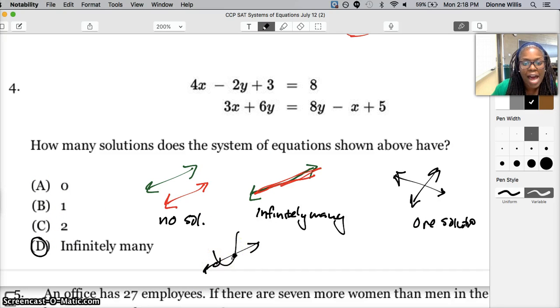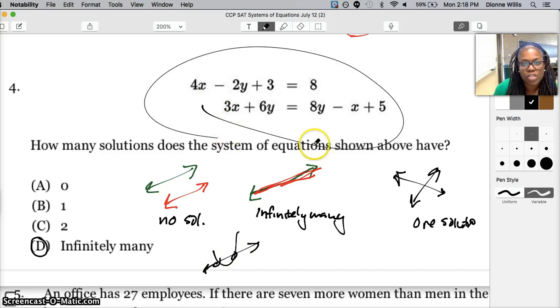Now, if they're not linear, if you had a parabola or something like that, you could have 2. So how do I know what's going on with these equations? What I need to do is put them in a form that I like. Everybody loves y equals mx plus b, because having it in this form tells us so much about the equation. So I'm going to go ahead and put both of these in y equals mx plus b form so I can see what I'm dealing with.